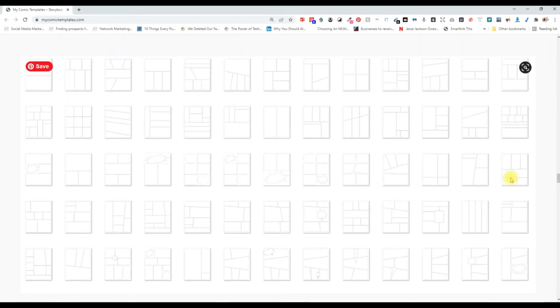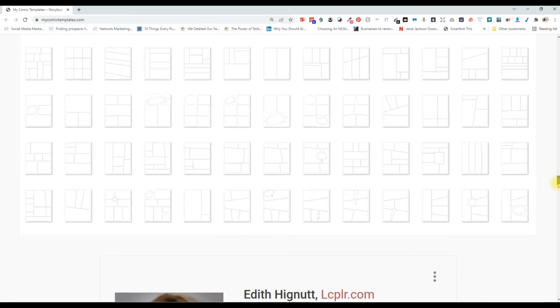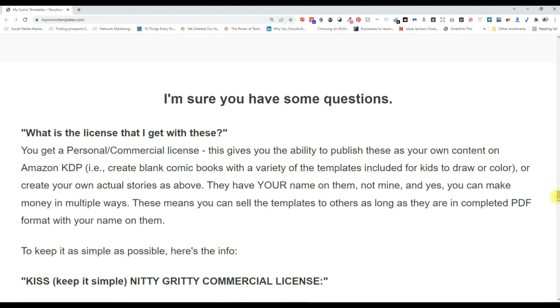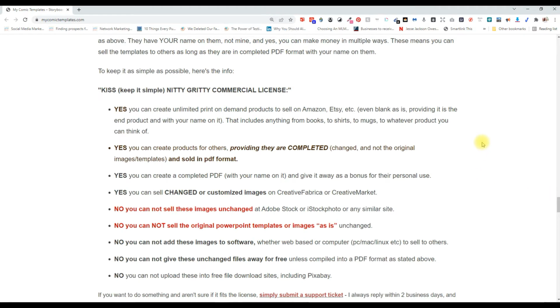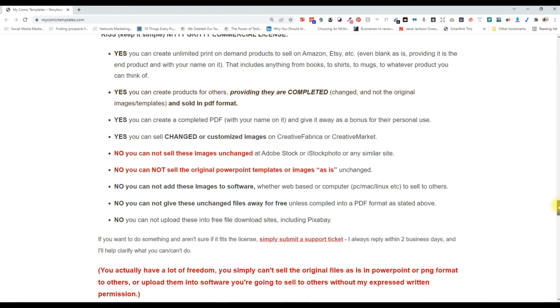All right. And this is just a portion of them. So nowhere close to all of them. All right. And then she talks about what you can do with them. So basically, it's pretty standard. You can change them up. You can use them as is. You can change them up and sell them in your own creations. You can create products for other people as long as you change them and you sell them in PDF. And there are a few other things here that I'll let you read when you get to the sales page.